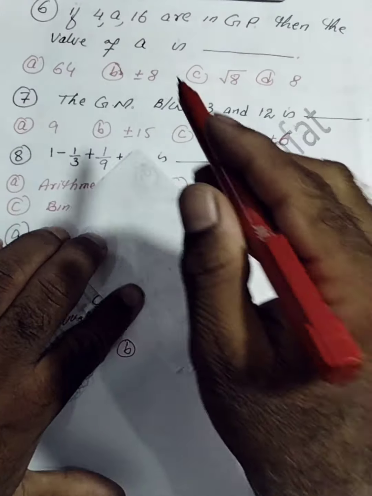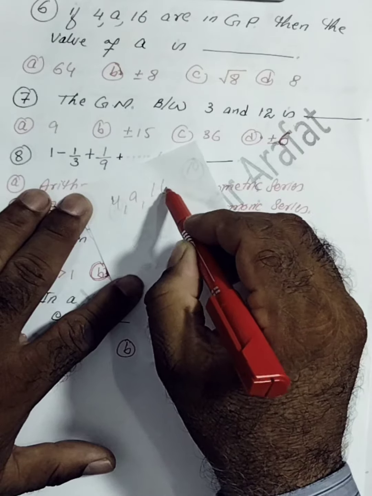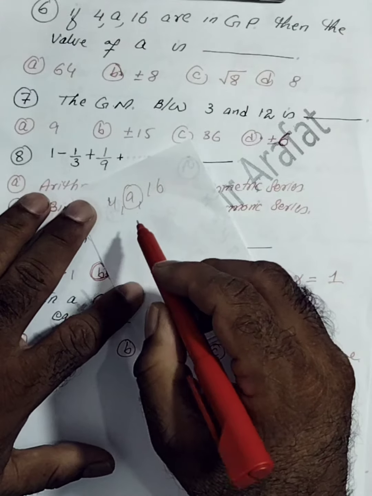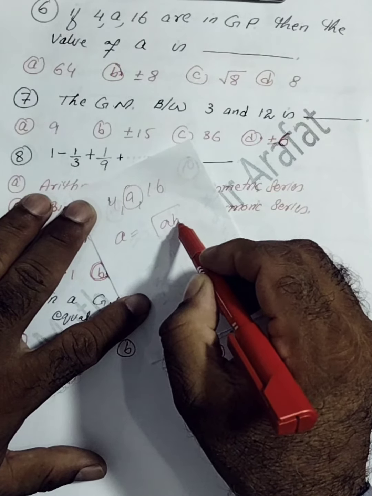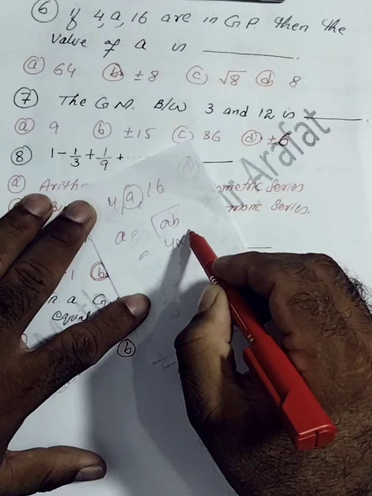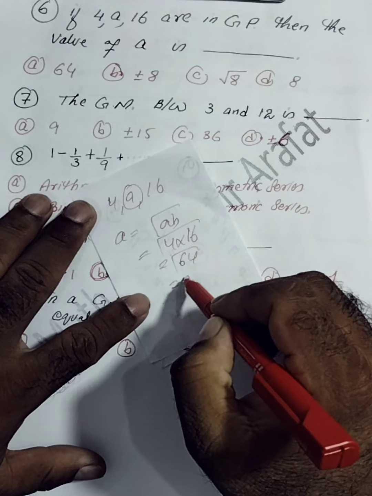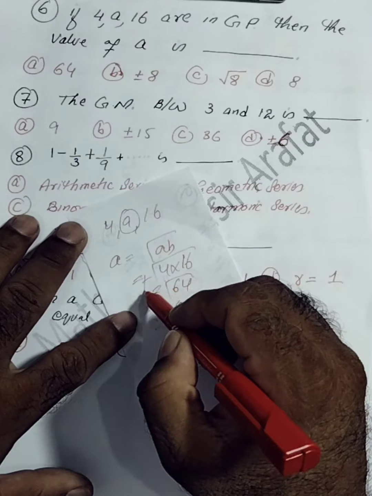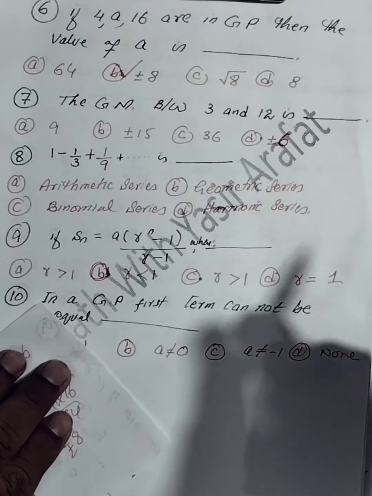Now come to the next MCQ, that is the 6th. This is 4, A and 16. We have to find the geometric mean between these. So A will be equal to the radical of AB, and that is 16 multiplied by 4, 64, and the radical of 64 is 8, and the correct option is plus minus 8. The B option is correct here.